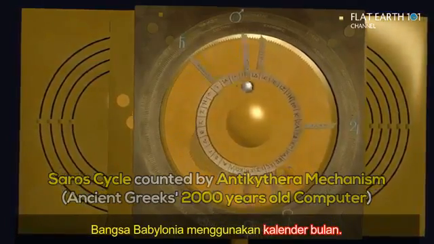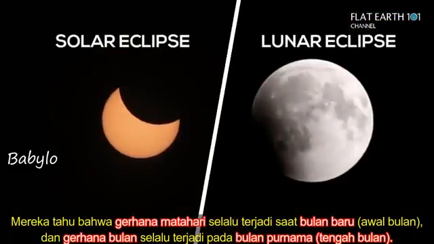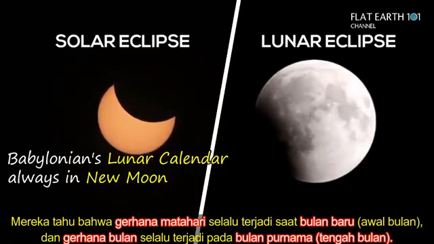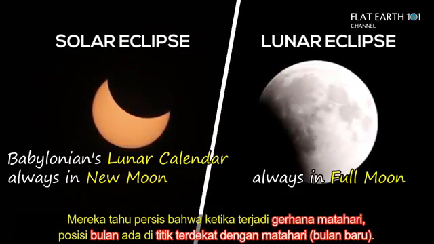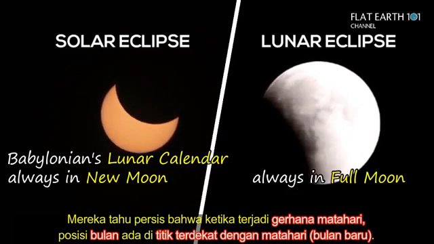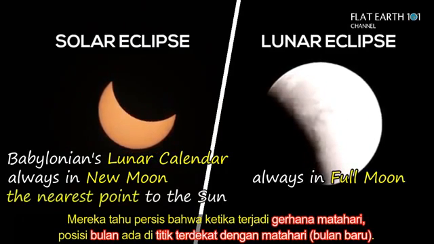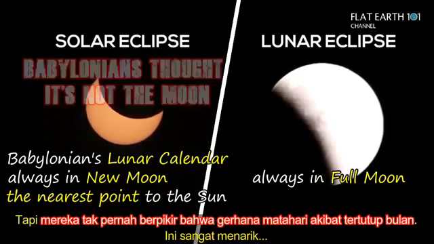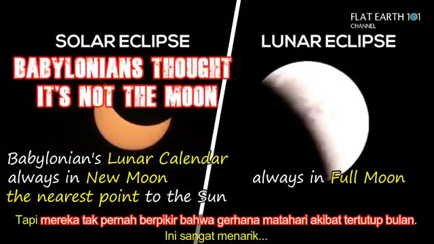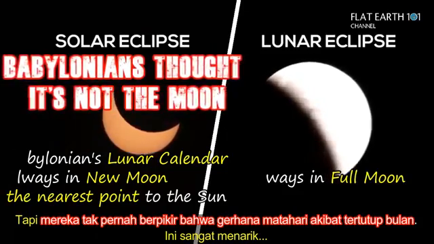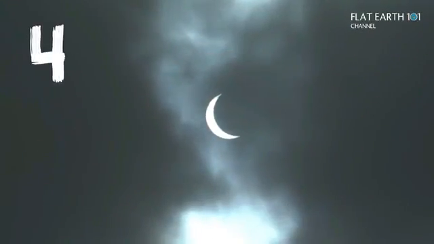Babylonians were using a lunar calendar. They knew that solar eclipses always happen in new moon and lunar eclipses always happen in full moon. They knew well that during solar eclipses, the moon's position is at the nearest point to the sun. Yet, they never thought it's the moon that is eclipsing the sun. This is very interesting.